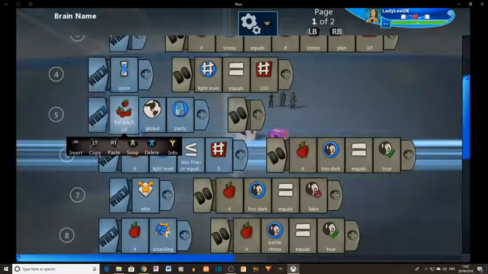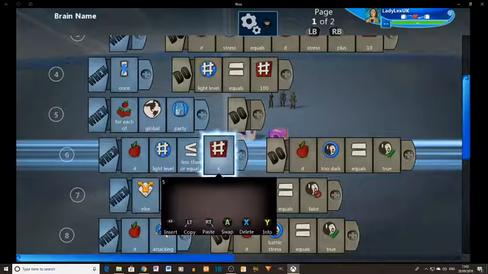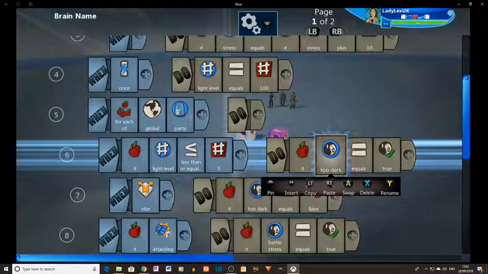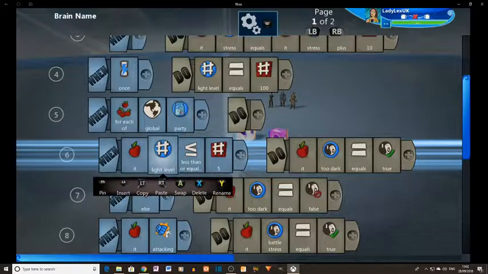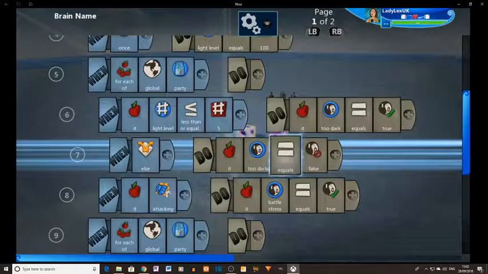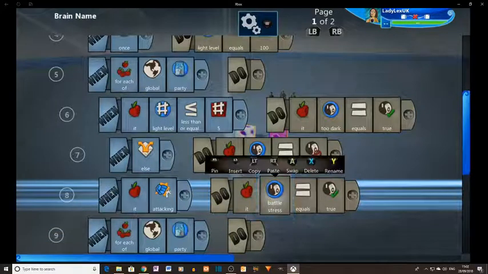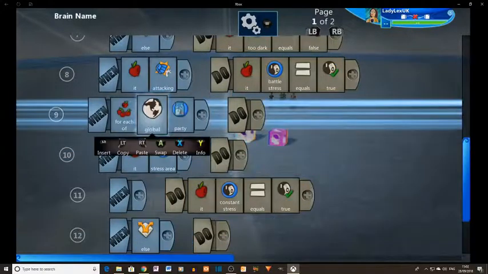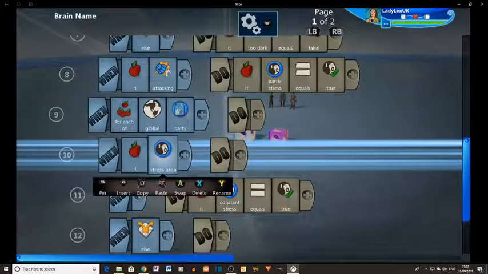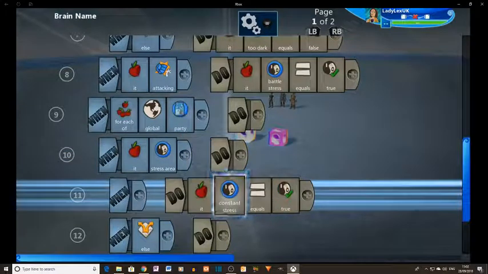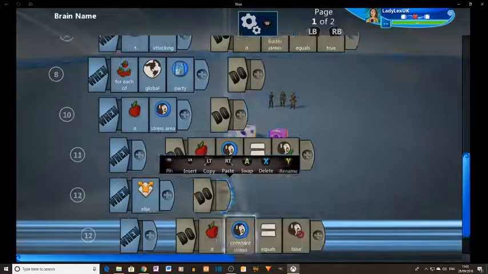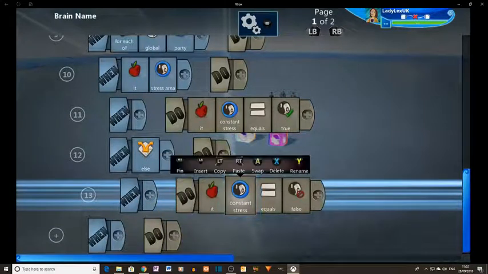And here, if the light level is less than or equal to 5, then we'll say it's too dark. And we'll set that too dark variable in all of the global party if their light level gets set to less than 5. Otherwise, it's false. If they are attacking, then we're under battle stress, and we already saw what happens when battle stress is set. Then for each of the global party, if they are in the stress area, we're going to say constant stress is true. Otherwise, constant stress is false.